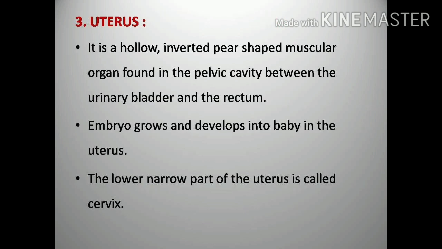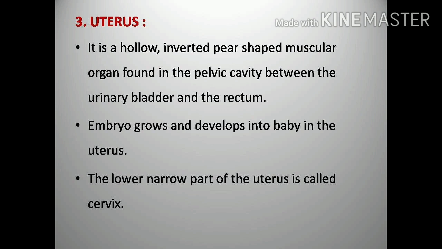Next, uterus. The uterus is a hollow, inverted, pear-shaped muscular organ found in the pelvic cavity between the urinary bladder and the rectum. Here the uterus is a bag-like structure located in the pelvic cavity, present between the urinary bladder and the rectum. The rectum is a part of the digestive system, we can see. So between the urinary bladder and rectum it is located.